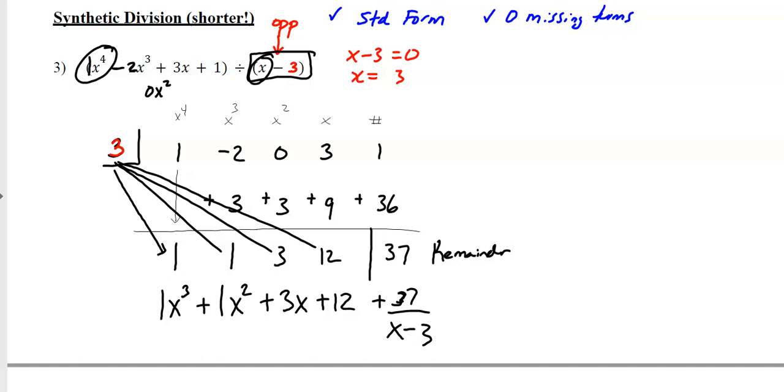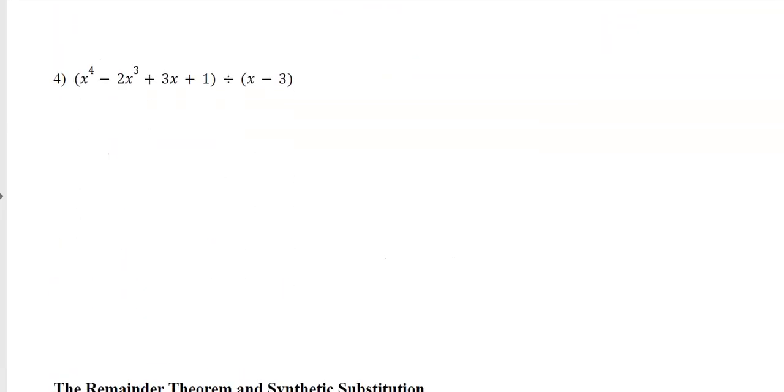So it's a lot of multiply, add, multiply, add, multiply, add, multiply, add. And you're not dealing with all the x's. You just put those in at the end. The key part is to remember to start with one less than what you began with. So let's try another one.